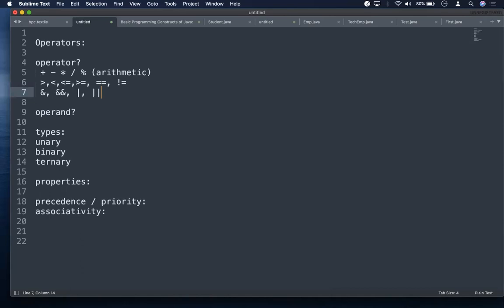So first of all, let's understand what is an operator. An operator is a special symbol that tells the compiler, or the runtime, whatever it is, to perform some action, to perform a certain operation, or task, on operands. These operands are nothing but data. To perform some action on data.